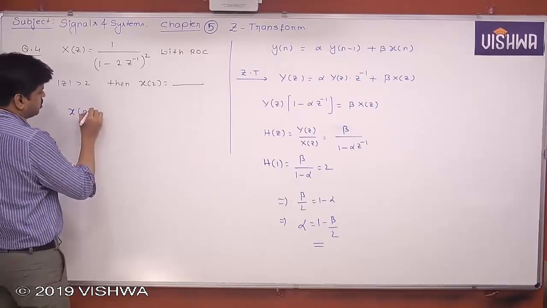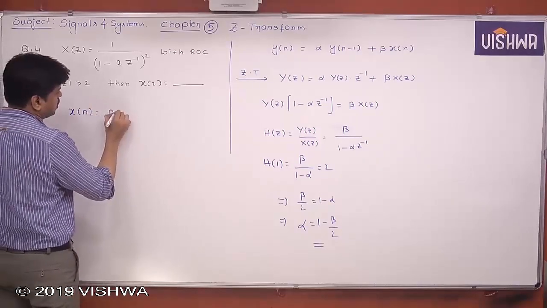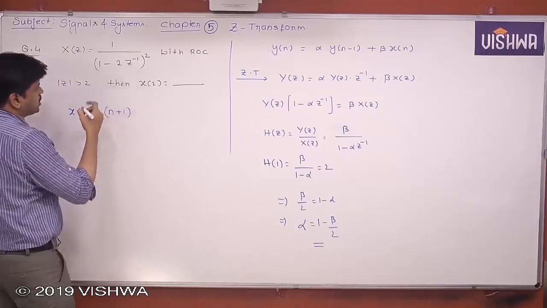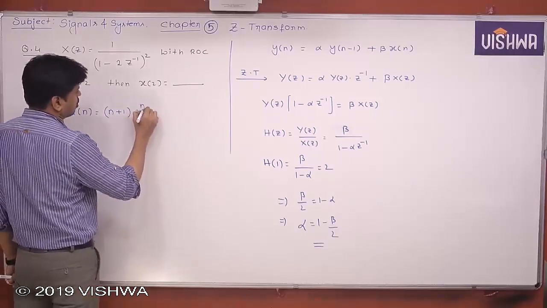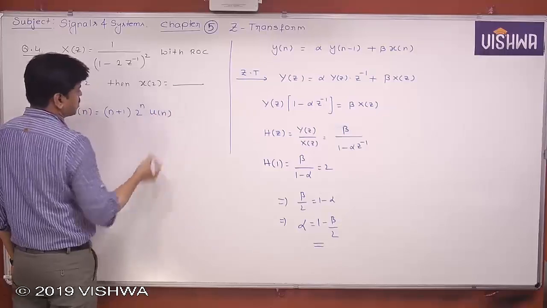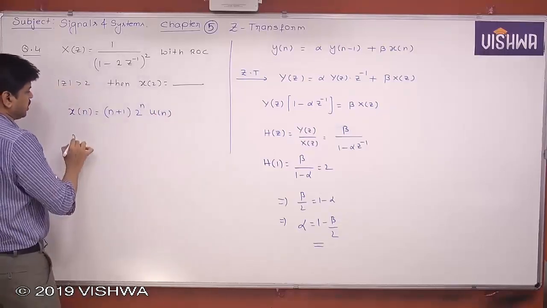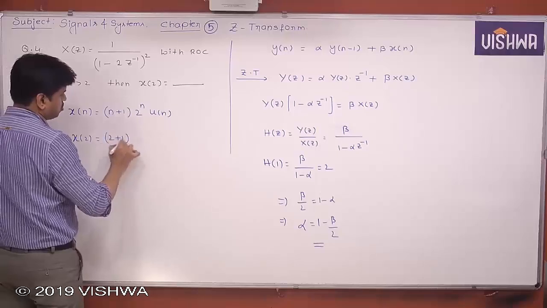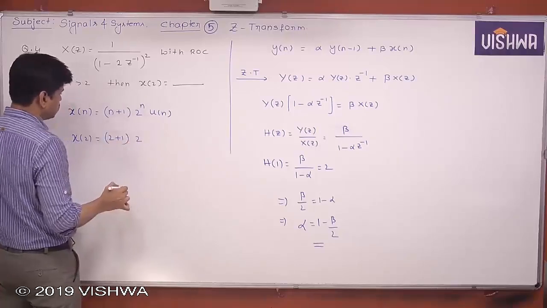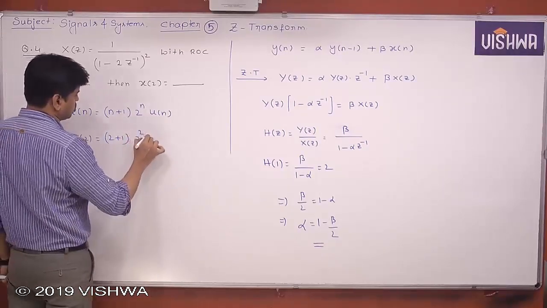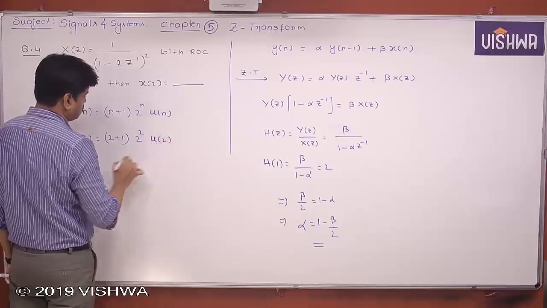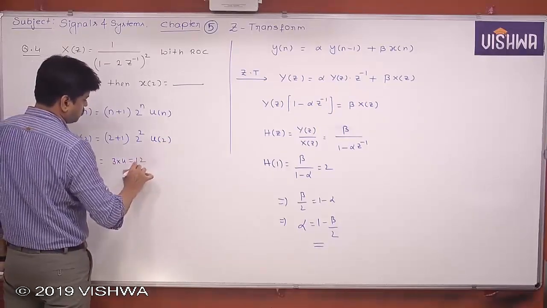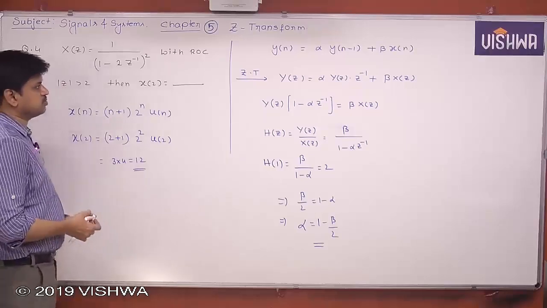X of n, this is the formula: n plus 1 a power n u of n, where a is equal to 2 power n u of n. That's it. Direct formula. Then I can directly calculate x of 2. 2 plus 1, 2 power 2, so this is 2 u of 2. 3 into 4, 12. 12 is the answer. Take it.